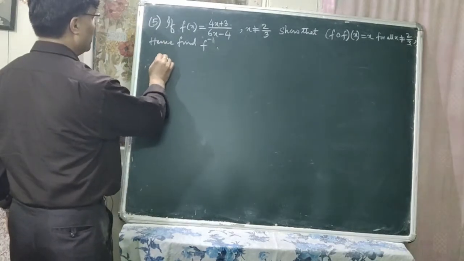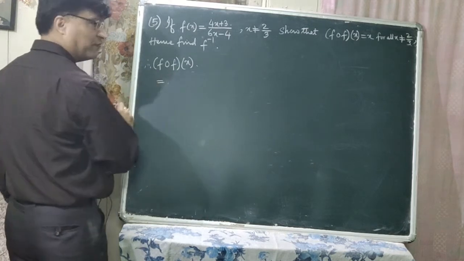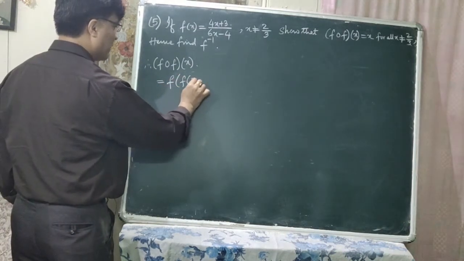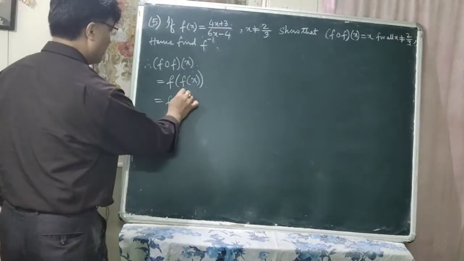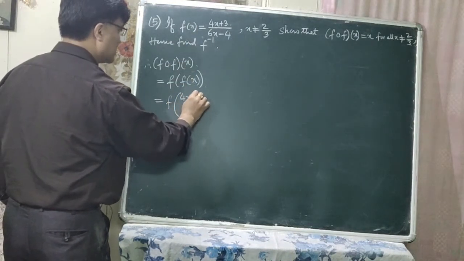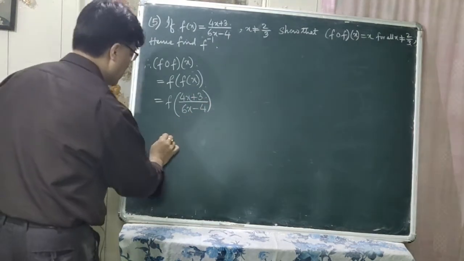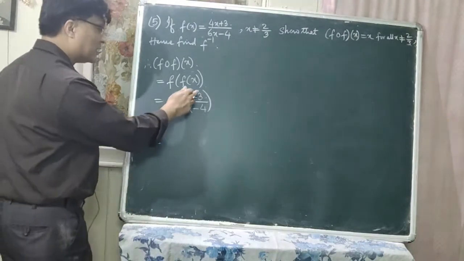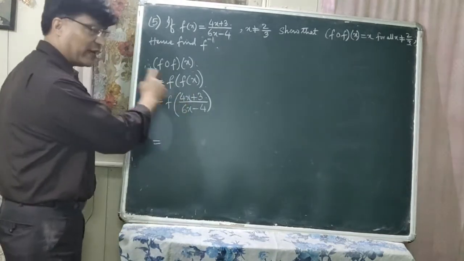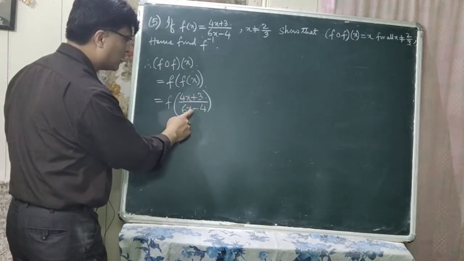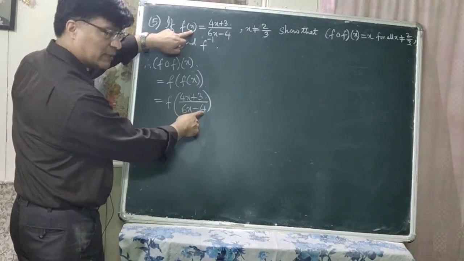So therefore f of f of x, let us find out its value. What is f of x here? This one, 4x plus 3 divided by 6x minus 4, right? Again, which is equal to, now instead of x there is 4x plus 3 divided by 6x minus 4. Instead of x, this whole fraction is coming, 4x plus 3 divided by 6x minus 4. Now, instead of x, you have to put 4x plus 3 divided by 6x minus 4.